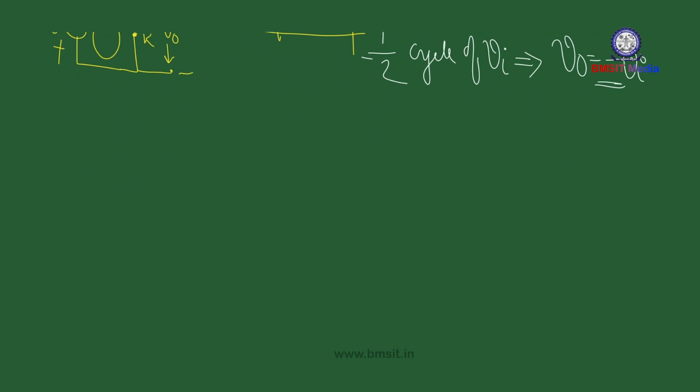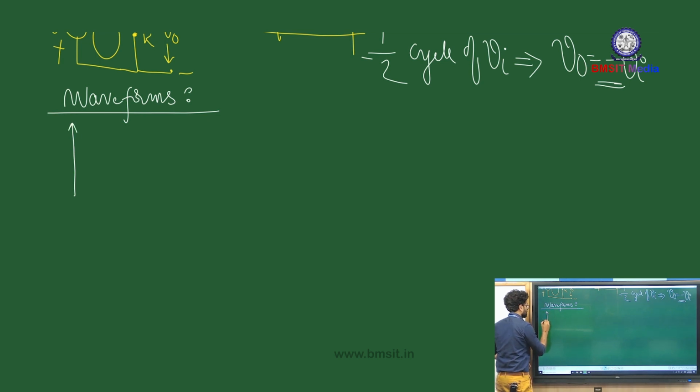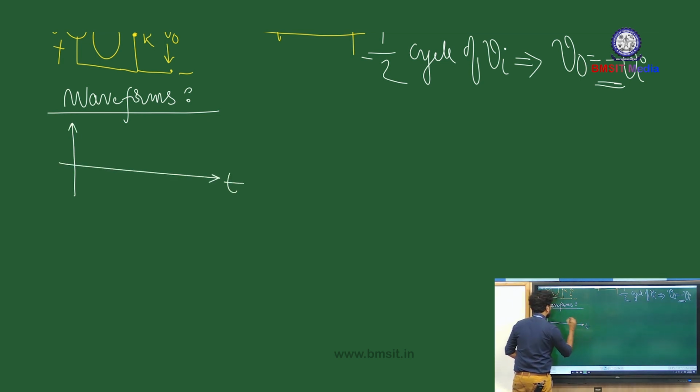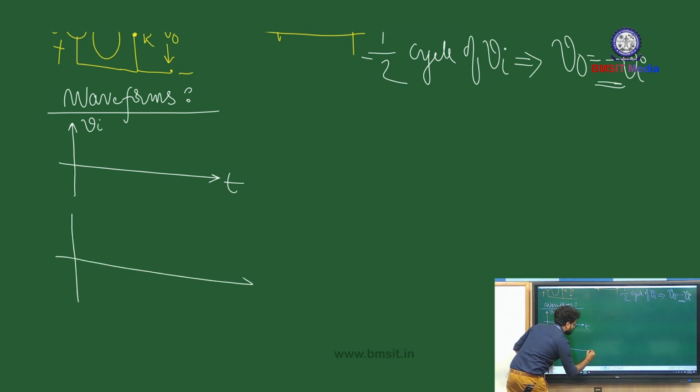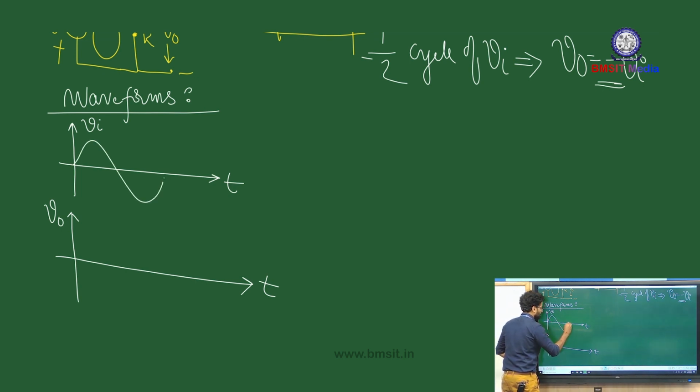Let us draw the waveforms. First let us sketch the input waveform Vi, and right below Vi you can plot the output waveform V0. So the input is a sinusoidal. The maximum value is Vm, and the maximum value in the negative direction is minus Vm.